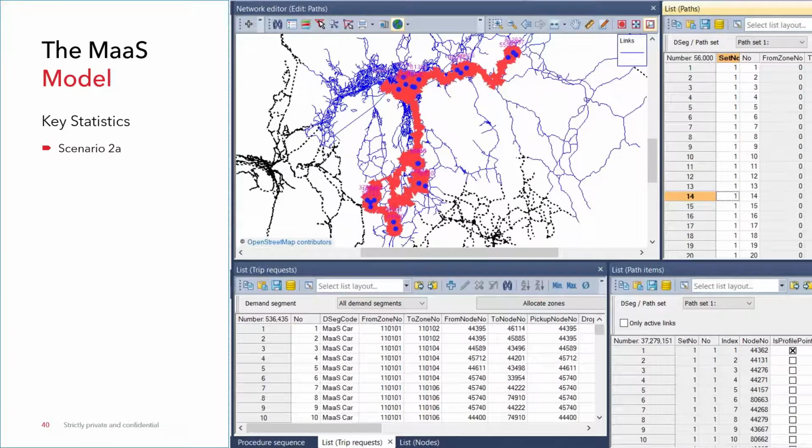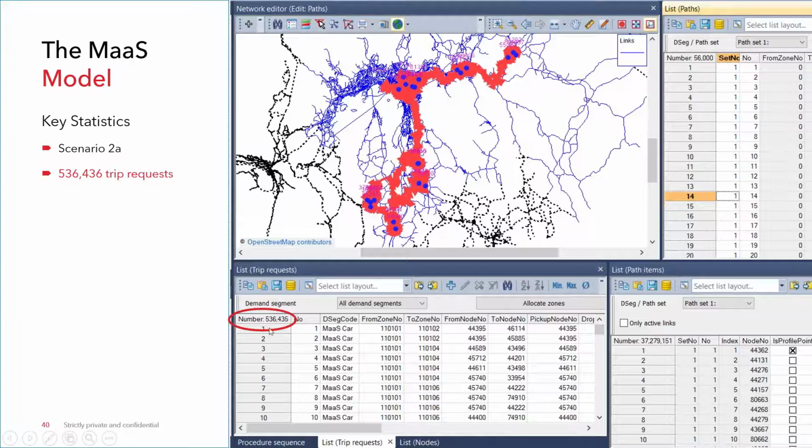And here is MaaS Modeller, just a nice slide here to show you just a little bit what it looks like. This is taken from scenario 2A, one of our worst ones. Let's just throw some statistics up here. In 2A, we've got over 500,000 trip requests.